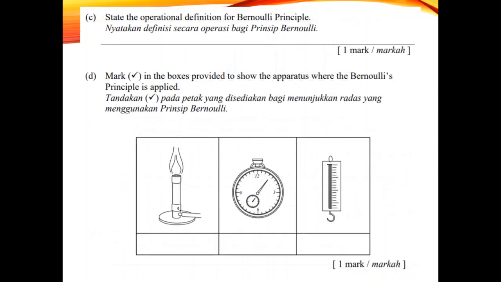Next, move on to question C. State the operational definition for the Bernoulli principle. And then D, mark in the box provided to show the apparatus where the Bernoulli principle is applied. They give you 3 apparatus here, so you need to tick which apparatus applies the Bernoulli principle. Either you can copy this question and then do it, or you can print it out and then you may discuss the answer with your science teacher in school.